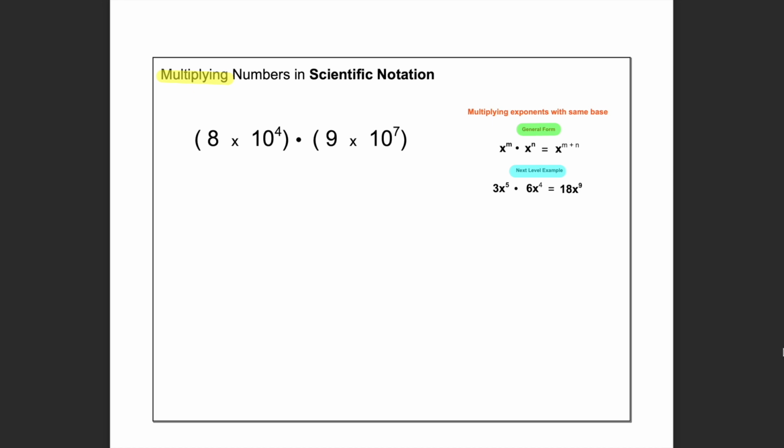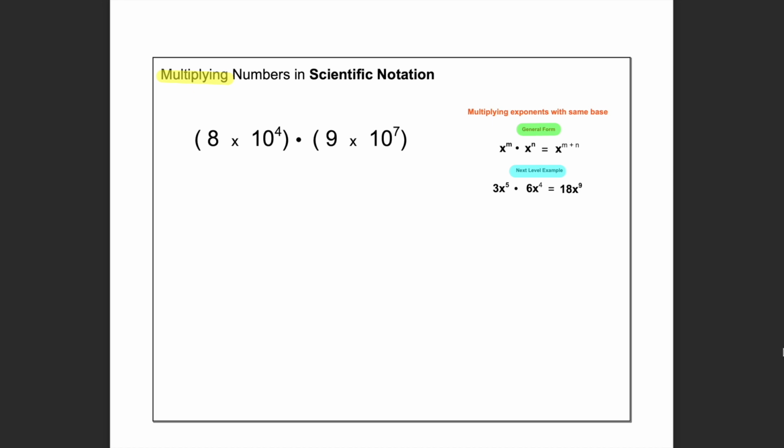Multiplying is the same thing as multiplying when you're dealing with x. So in that case, the general form is always x to the m times x to the n equals x to the m plus n. And you multiply the coefficients in front. So the example, 3x to the 5th times 6x to the 4th. 3 times 6 is 18, and 5 plus 4 is 9. Exactly the same way here.